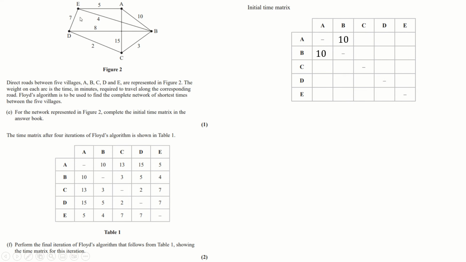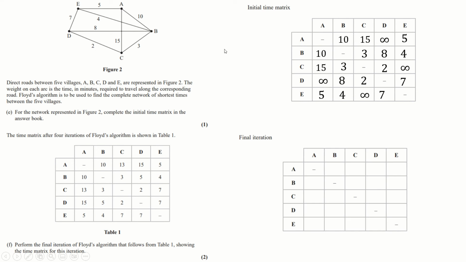A to C is 15, so that can go there and there. It's both directions. And then A to D we can't do directly, right? That's one of the missing arcs here, so we just have to fill that in as infinite. And then likewise, we'll just keep going. A to E is 5. That fills in both sides. C to B is somewhere in here. It's 3. And then the only other one we can't do is the C to E, and the rest of them just get filled in like so. So you're just filling in the initial one.